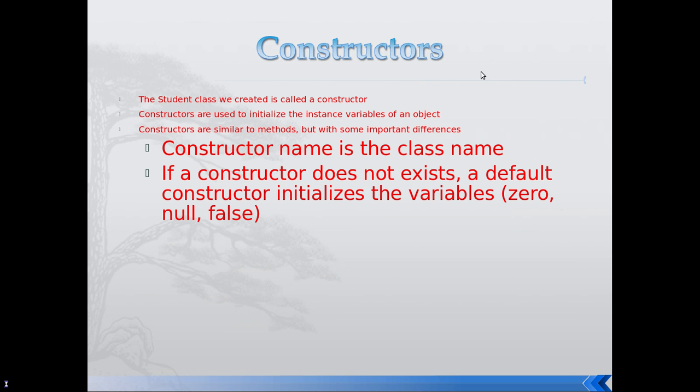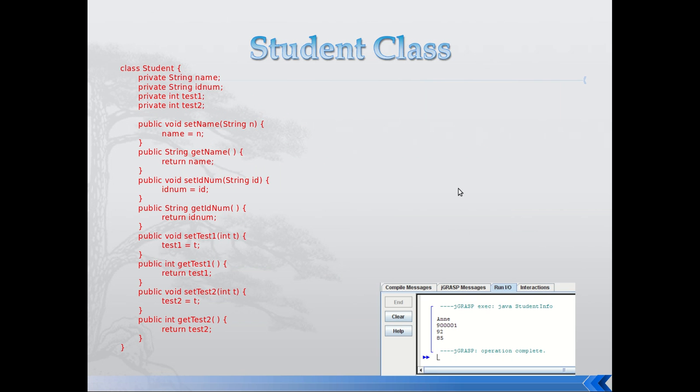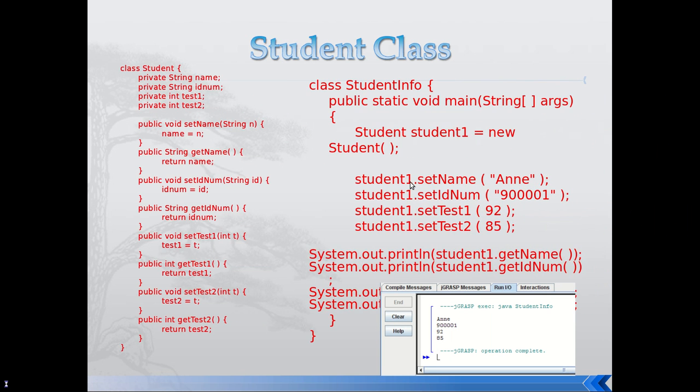Student1, that object that I created up here, I'm going to set the name to Ann, the ID num to this, the test1 grade to 92, and test2 grade to 85. And then I'm going to print the results to the screen, and how I would do that again is with the get methods here. The student1 object that I created, get the name, and then print it to the screen. And so if you compile this and run it, this is what it would look like.